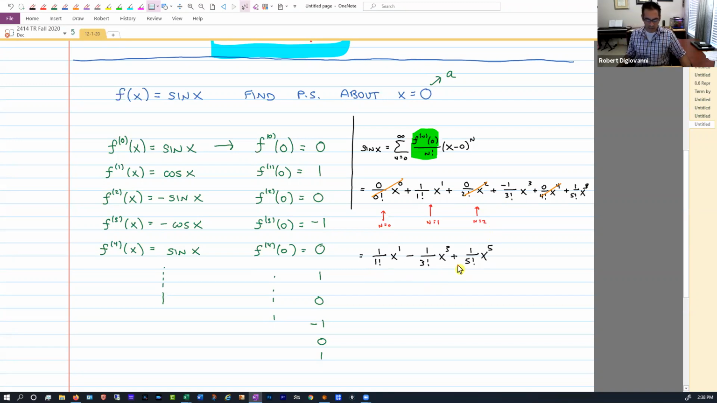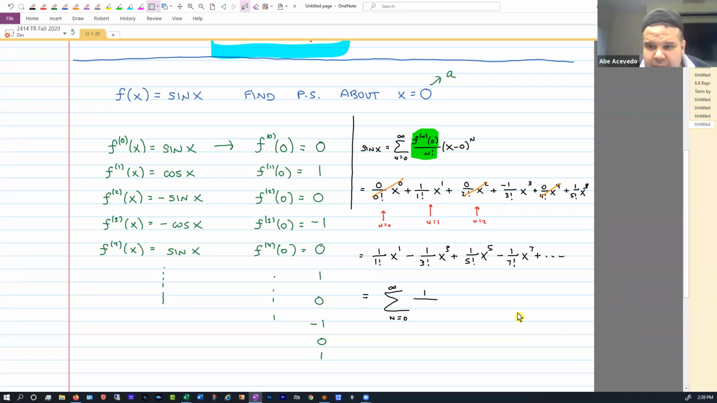Can you all see the pattern? What would my next one be? -1 over 7 factorial x to the seventh plus dot, dot, dot, right? Which, if I wanted to write this as a sum, I know you were all very capable of doing this. Let's see if you can. All of the numerators have 1s, so 1 over. Now tell me about these factorials. 1 factorial, 3 factorial, 5 factorial, 7 factorial.